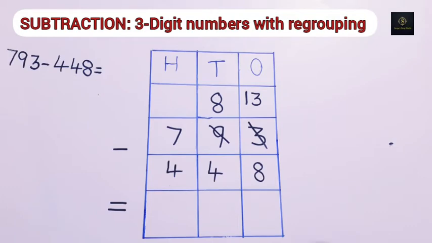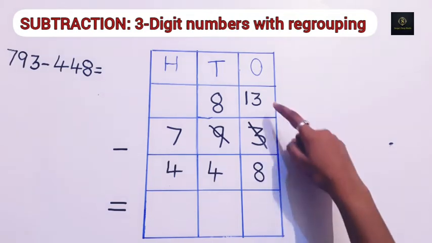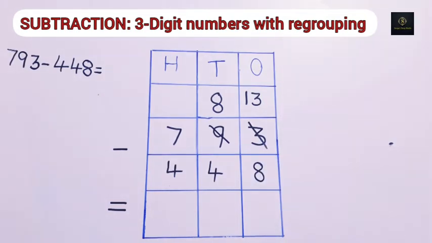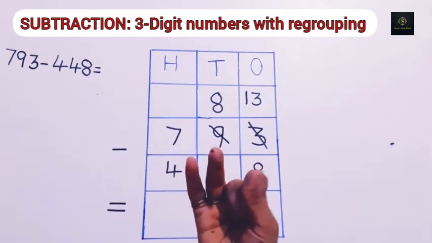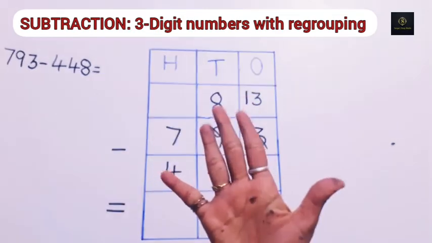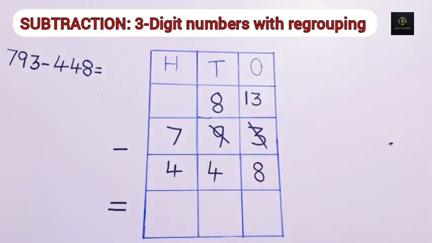Yes. Now can we subtract 8 ones from 13 ones? Yes. Count after 8 till 13. 9, 10, 11, 12, 13. That is 5. So here we write 5 in the ones column.